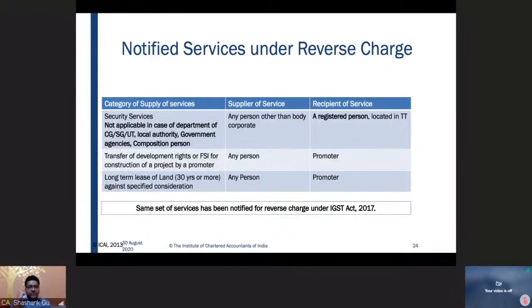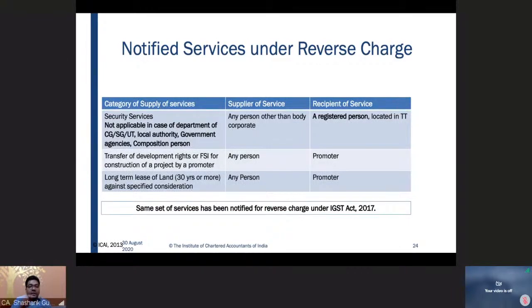and hence the company will be liable to pay the applicable tax under forward charge, and the recipient, that is B Limited, will not be liable to pay the tax under reverse charge. So, security services, supplier is non-body corporate, recipient is a registered person. Again, unregistered person, then no reverse charge. Registered person, then reverse charge.